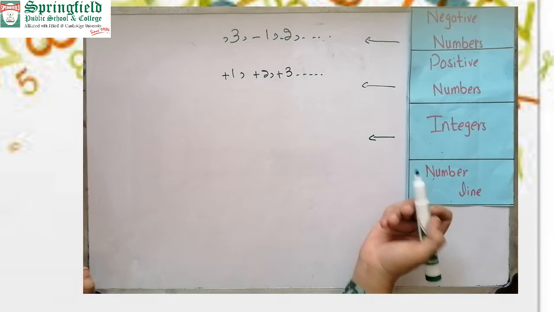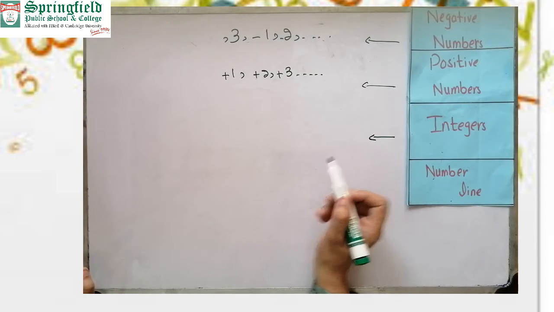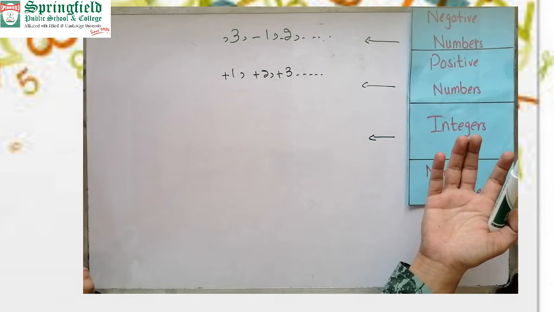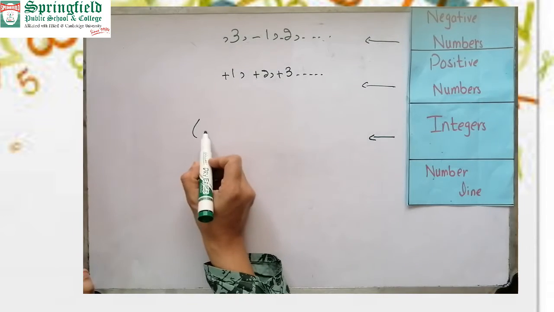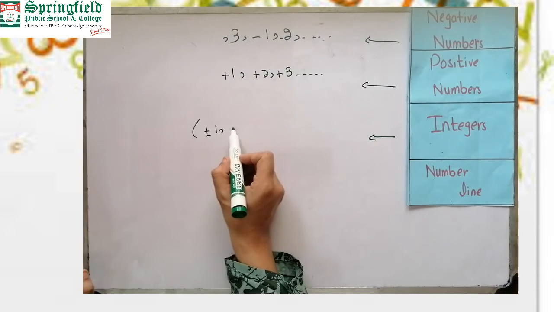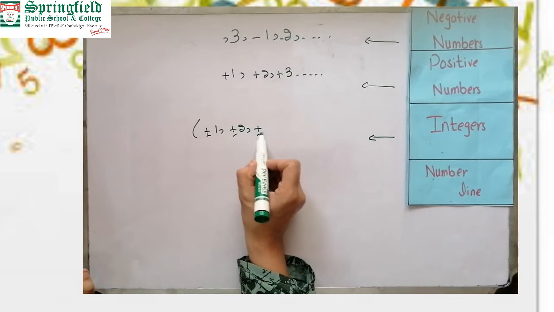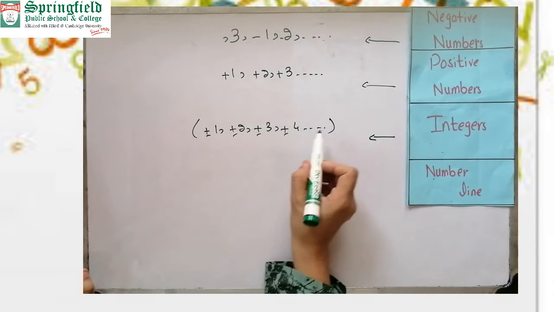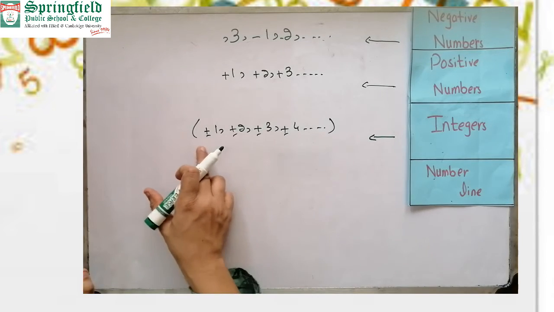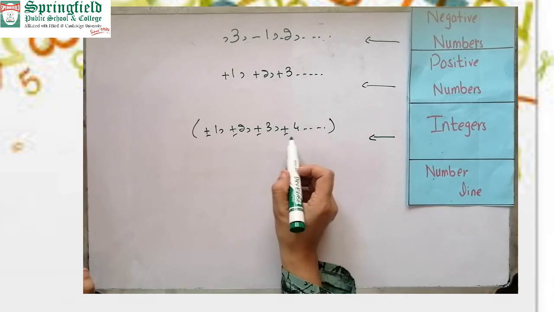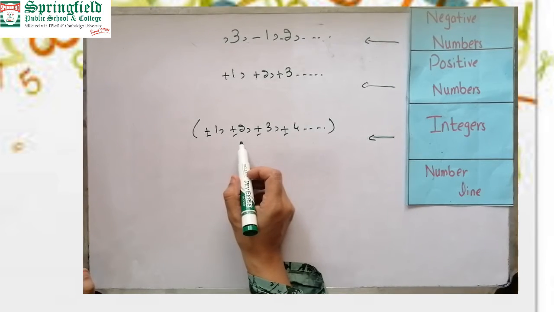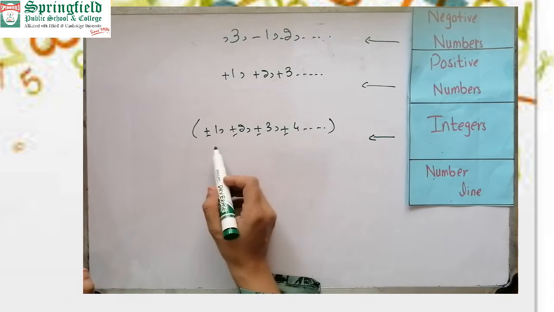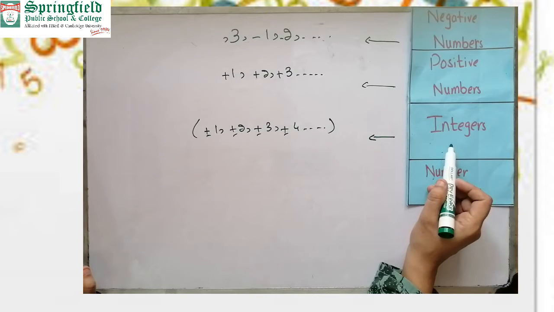And integers is a set of whole negative and positive numbers. Whole means without decimal numbers. Whole numbers means +1, ±1, ±2, ±3, ±4 and so on. So a complete set of positive and negative whole numbers, where negative numbers are also included and positive numbers too. So a set of positive and negative numbers is called the integers.